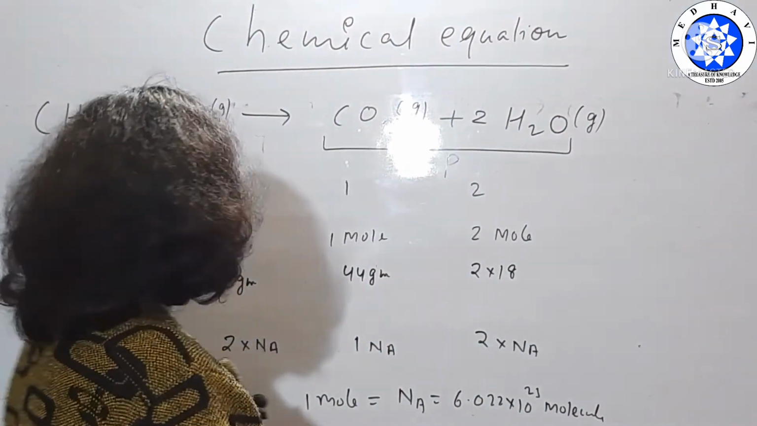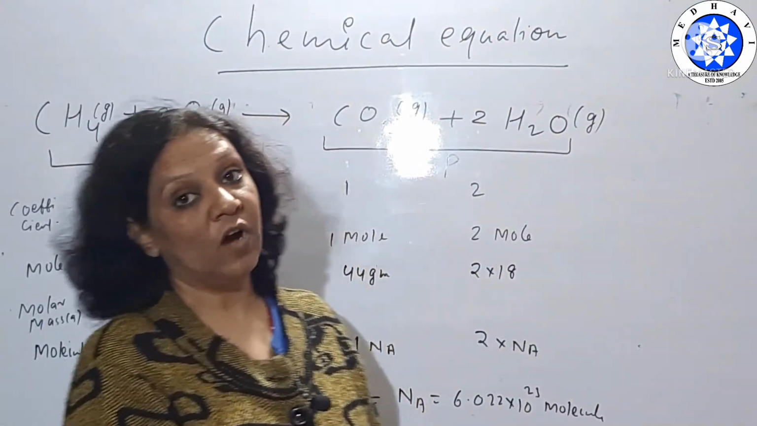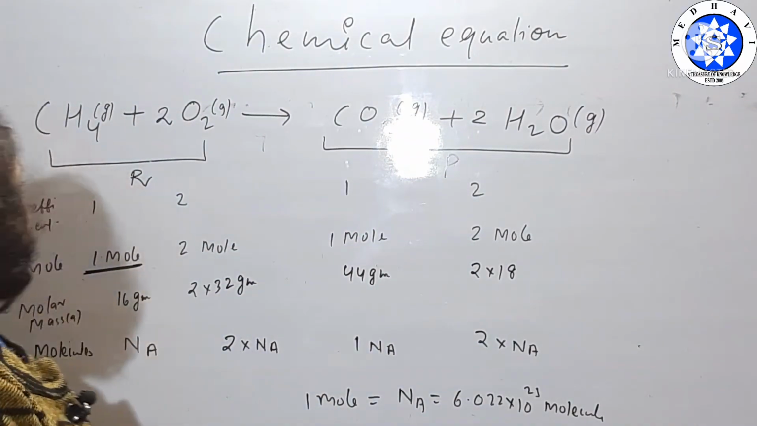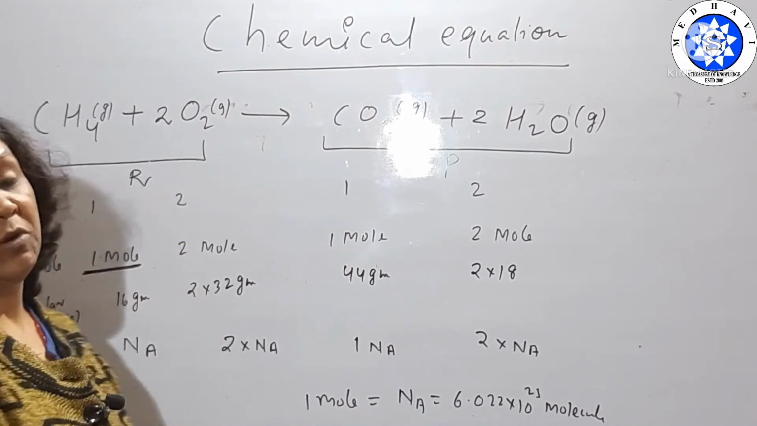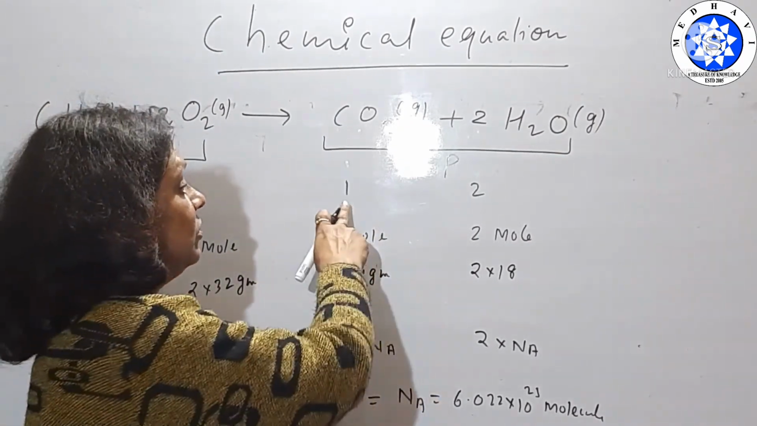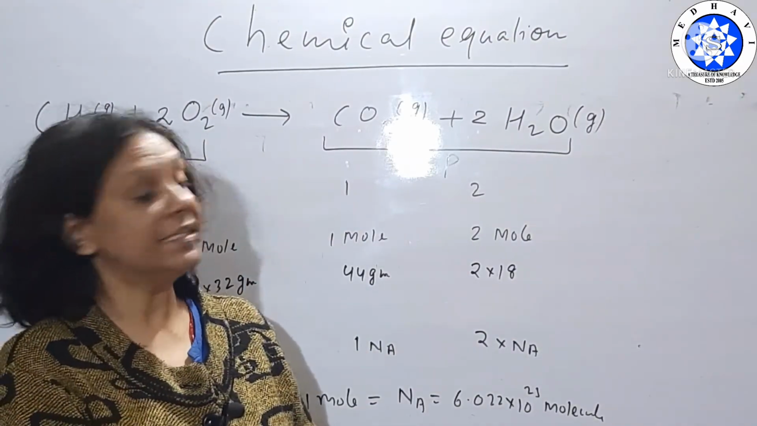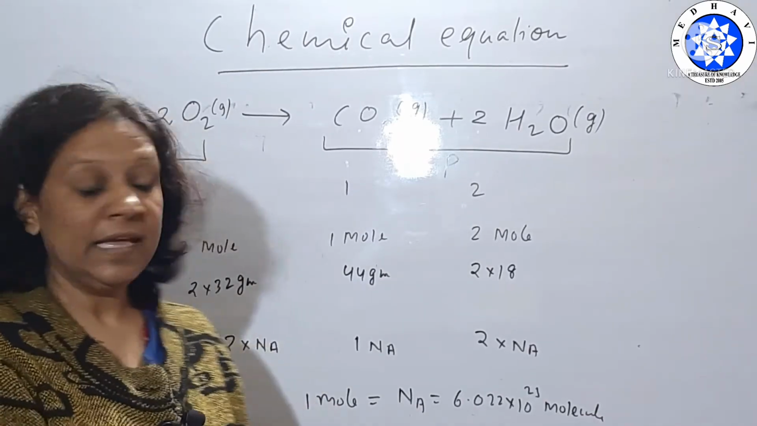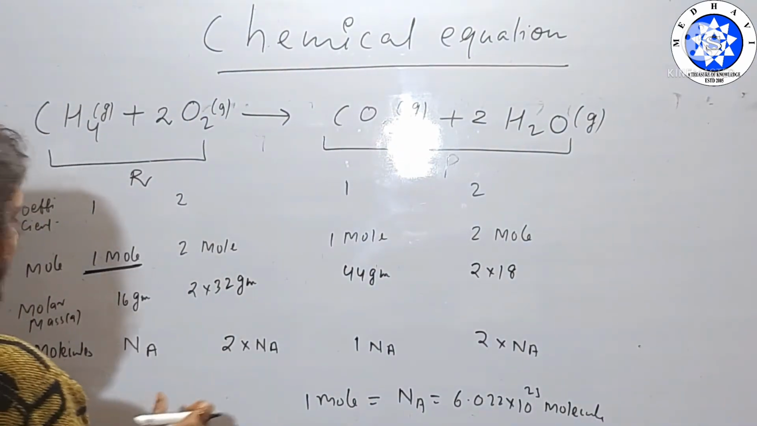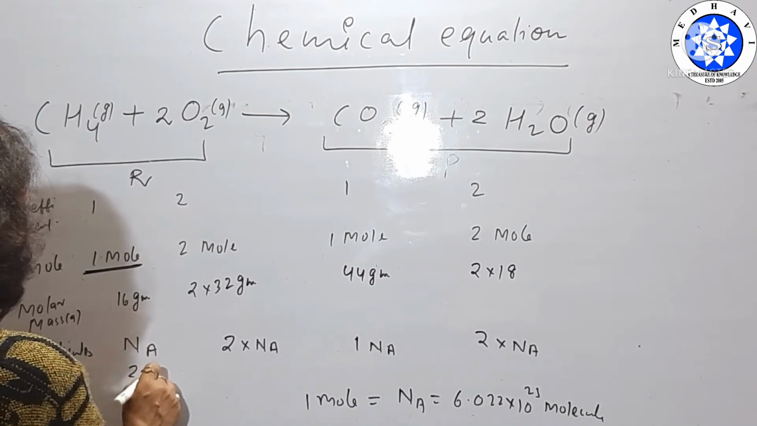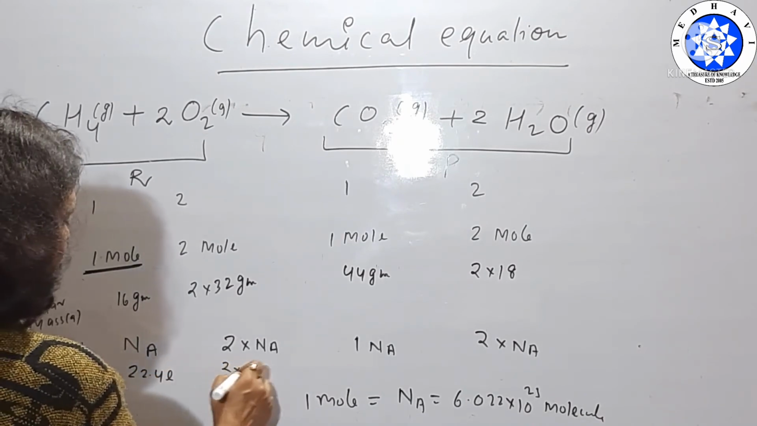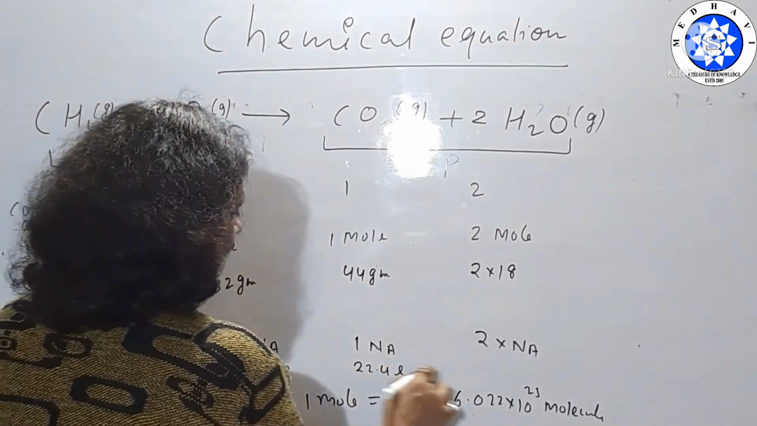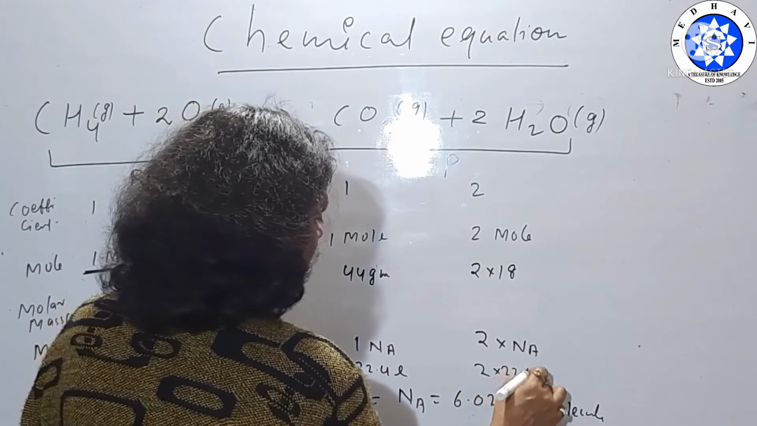And the last information that we get from this equation is volume. Here 1 mole is equivalent to 22.4 liter of methane. 2 moles is equal to 2 into 22.4 liter. 1 mole is 22.4 liter at NTP or STP. So we can write here 22.4 liter, here 2 into 22.4 liter, here also 22.4 liter, and here 2 into 22.4 liter.